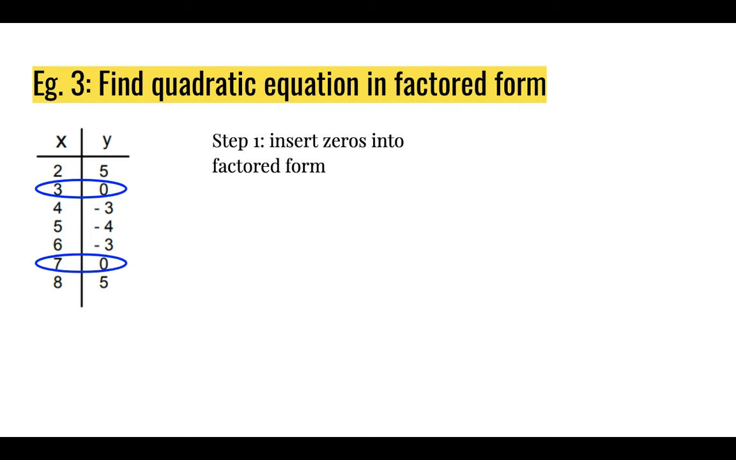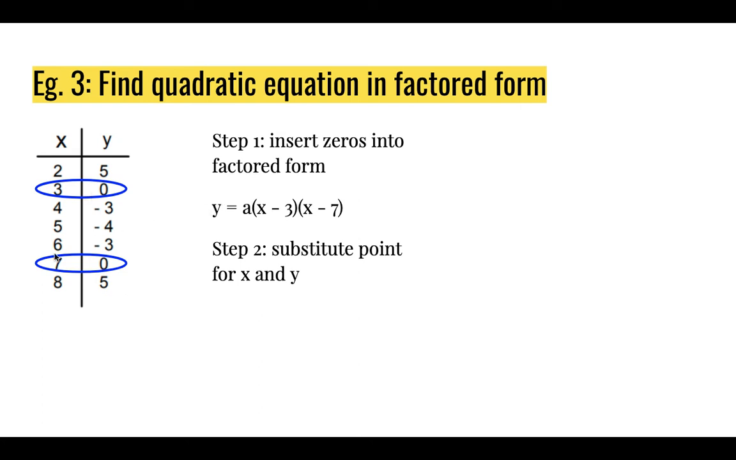And now we can insert the x values for the zeros in our factored form. So our general equation is going to be y equals a times x minus 3 times x minus 7. Okay, our next step then is to choose another point to put in for x and y.